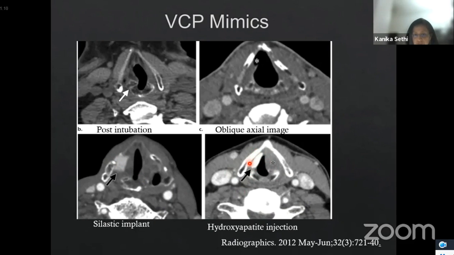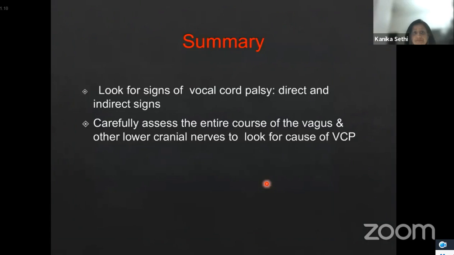This is an injection on the right side, but there is thickening of the left vocal cord. First there was a tumor on the right side, then the patient came with left side vocal cord palsy. But this is just how a hydroxyapatite injection looks. So you have to know all these mimics.